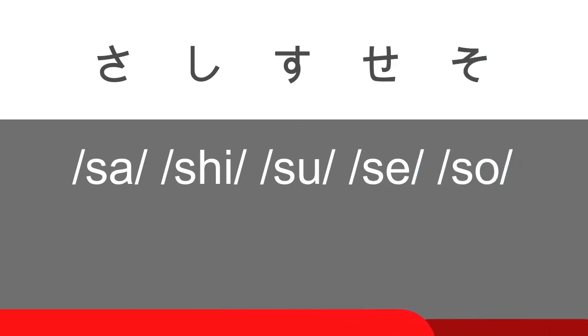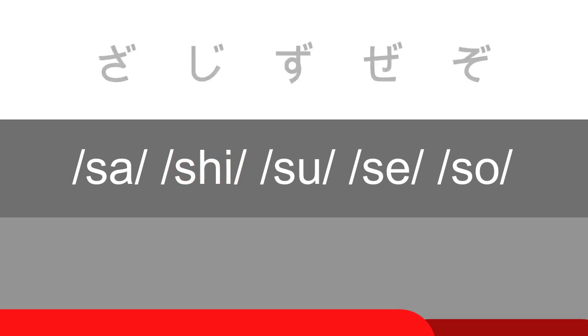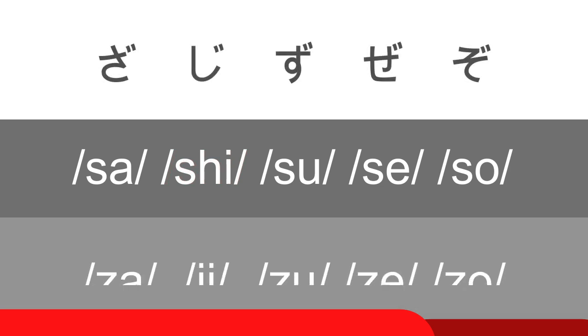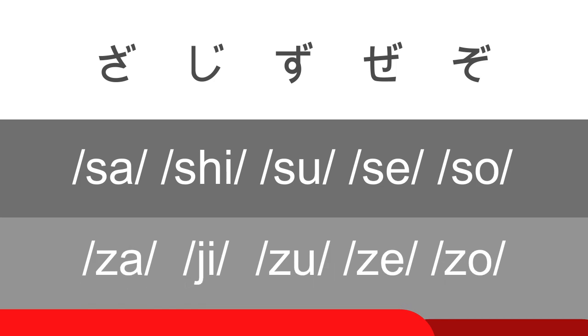Same as S, but with S, there's something special. Remember that shi that we talked about previously? Yeah, that shi is a little bit of a pain. And instead of za, zi, zu, ze, zo, shi becomes J-I. Not Z-I, but J-I. So it's not za, zi, zu, ze, zo. It's going to be za, ji, zu, ze, zo. The rest are the same, only shi becomes ji.